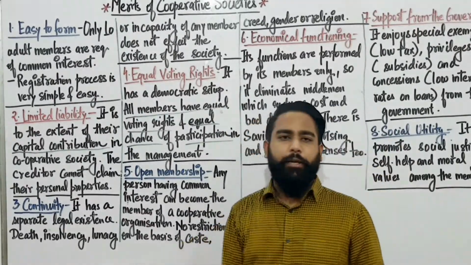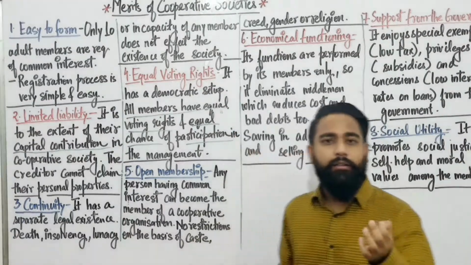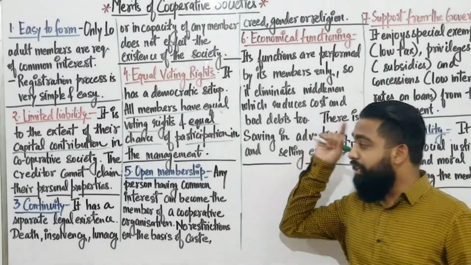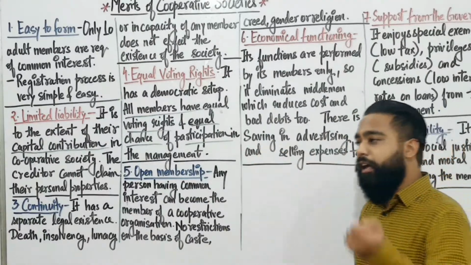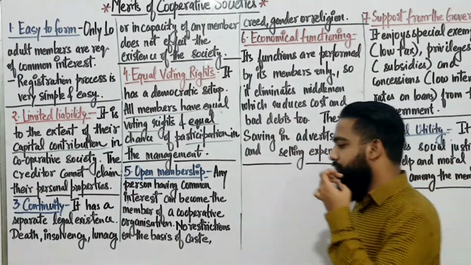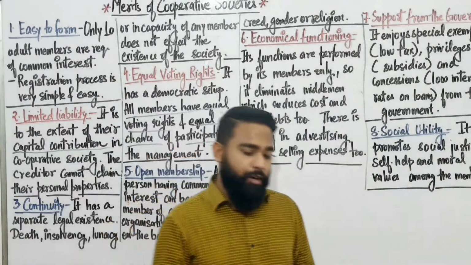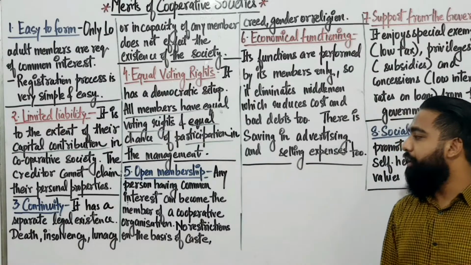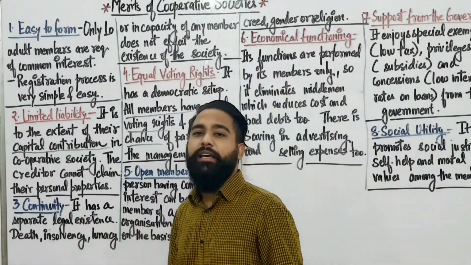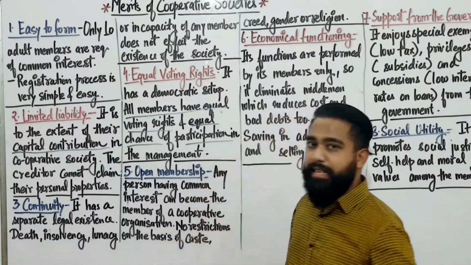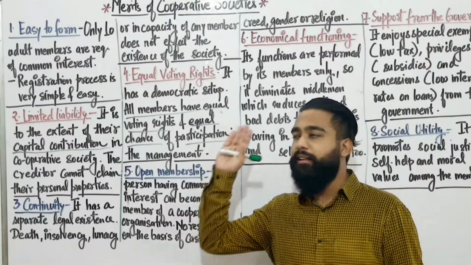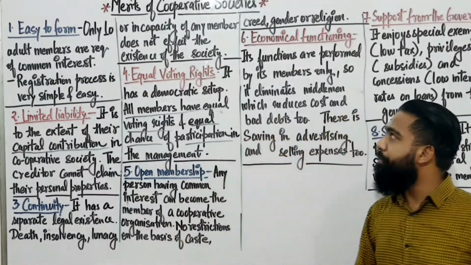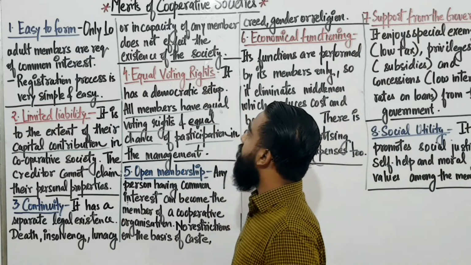Now, the third one is continuity. The continuity is stopped when there is a death, insolvency, lunacy or incapacity of any person. But it's not so in the case of a cooperative society. If the member dies, becomes insolvent, becomes lunatic, or is not in the capacity to work, then there is no effect on the existence of the cooperative society, because it has a separate legal existence. The members are different persons and the cooperative society is a different person. So, death, insolvency, lunacy or incapacity of any member does not affect the existence of the society.